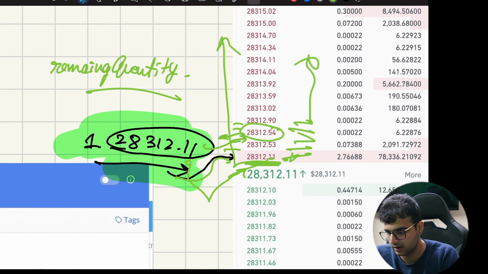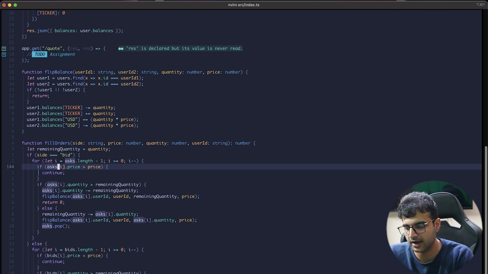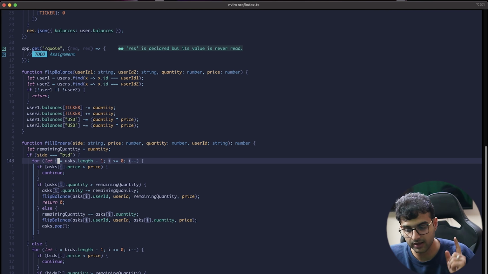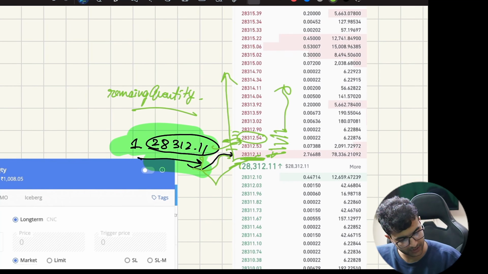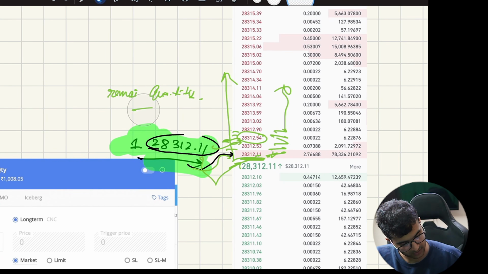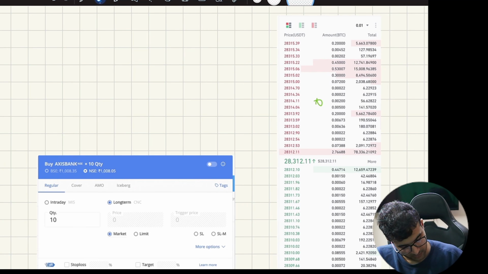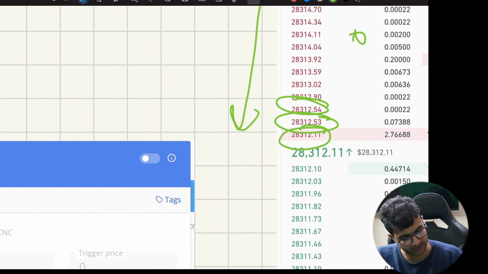Let's look at the code to understand this slightly better. At the top, I say let remainingQuantity be quantity. This is the quantity that's remaining to be filled. If the side is bid, which means I'm trying to buy, we iterate over all the asks from the end. Why from the end? If you might remember, we used to sort the bids and asks. How were the asks sorted? The asks were sorted from top to bottom right here, which means the last variable will be this one, then this one, then this one, and so on.